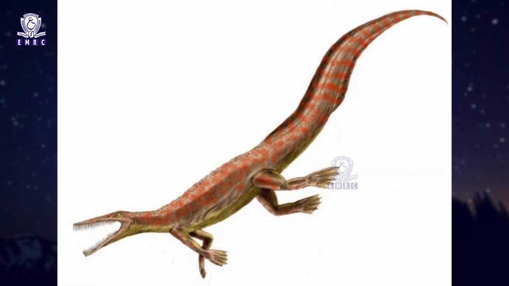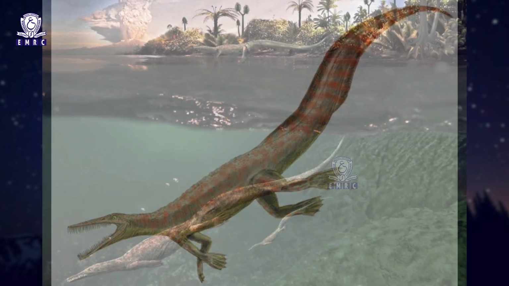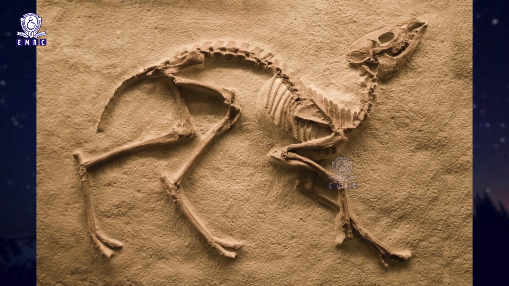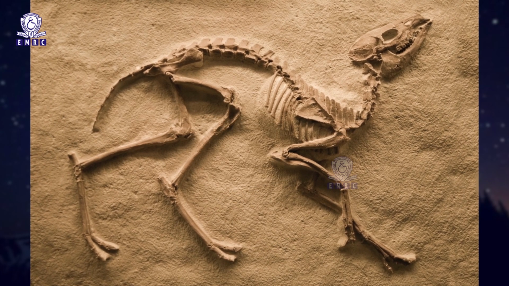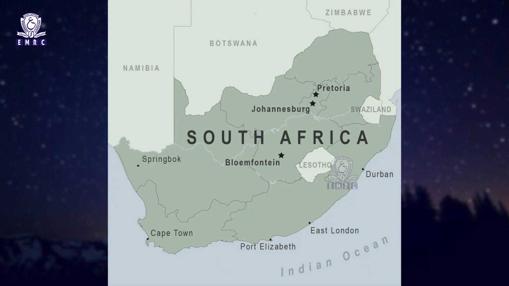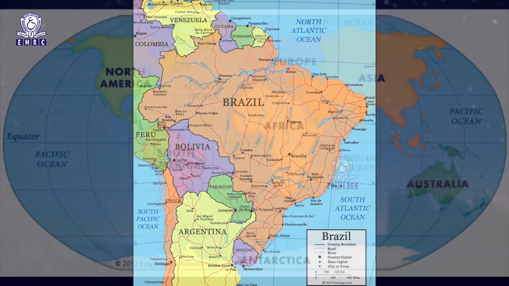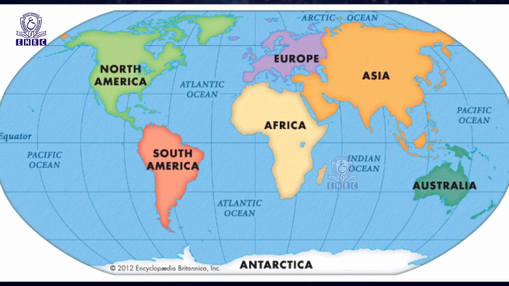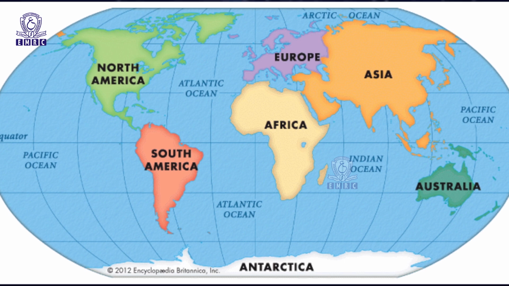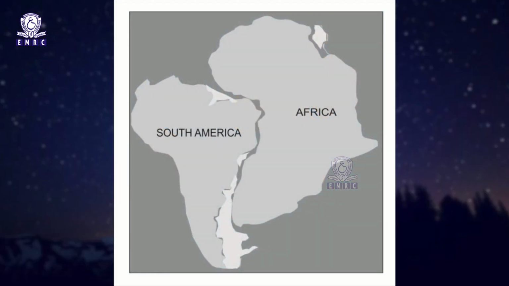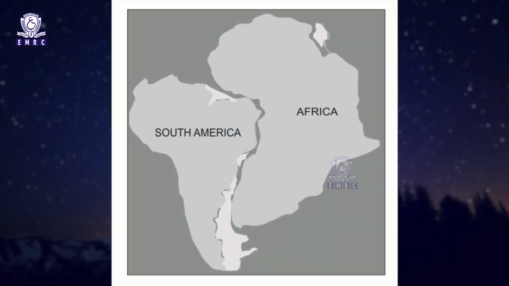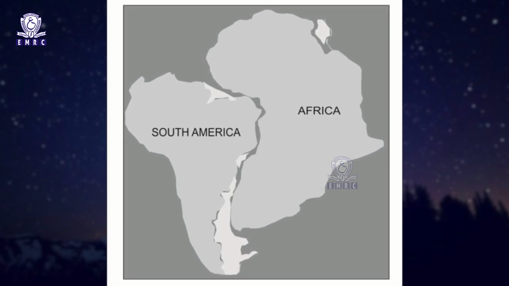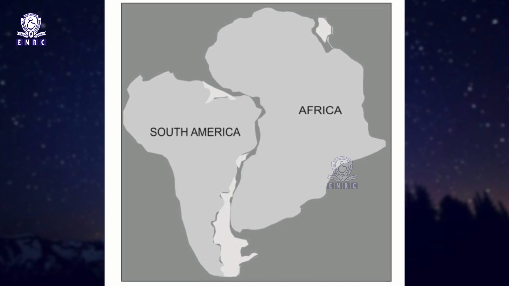Mesosaurus was an extinct reptile adapted to shallow brackish water. The remains of these animals in the form of fossils were found in South Africa and Brazil. These two locations are presently 4,800 kilometers apart with an ocean between them. Therefore, their distribution in Africa and South America indicates that these two continents were together in the past.